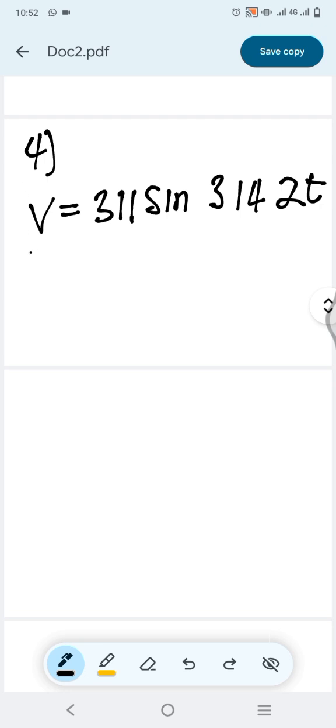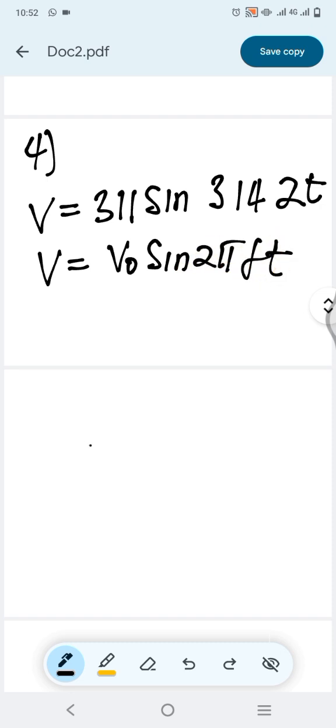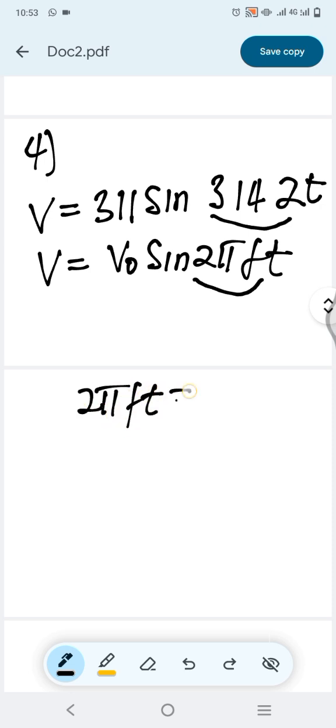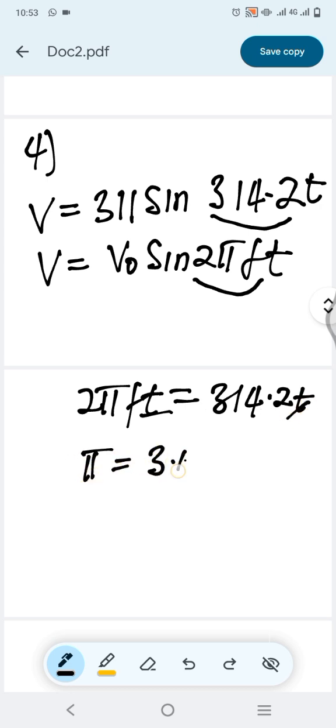So we have to compare this with our model equation, which is V naught sin(2 pi f t). At that point, you can do your inspection. You'll notice that these are similar. So we can take that 2 pi f t is the same thing as 314.2 t. Please note there's a decimal point here. So you can take away the sine parameter, and of course our pi is the same thing as 3.142.